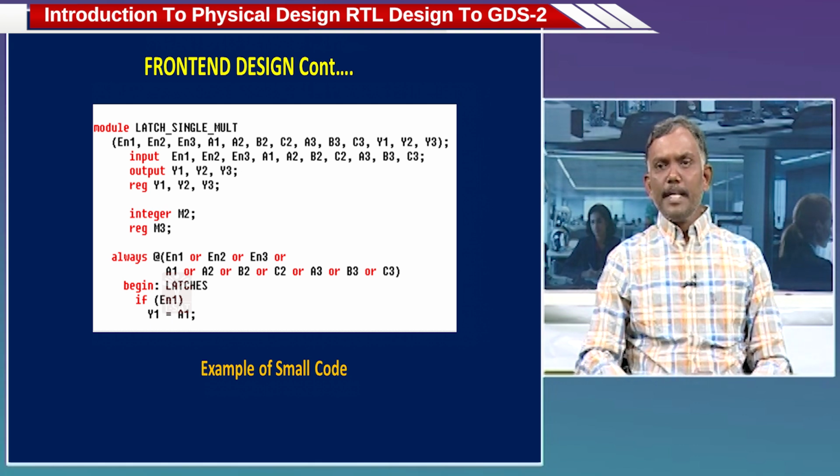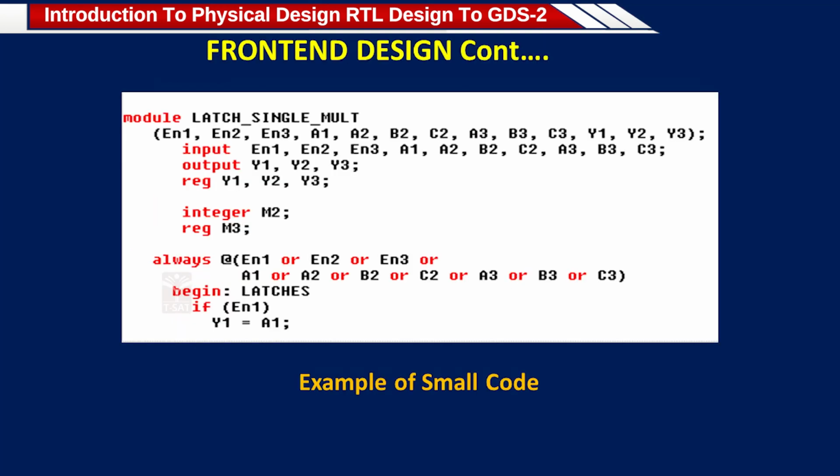I am showing a sample code of a simple design, how it looks like. RTL code. Our module name is latch single multi. It is a module name. Then what are the inputs and outputs? What are the different components in this RTL code? It's a simple, small code.